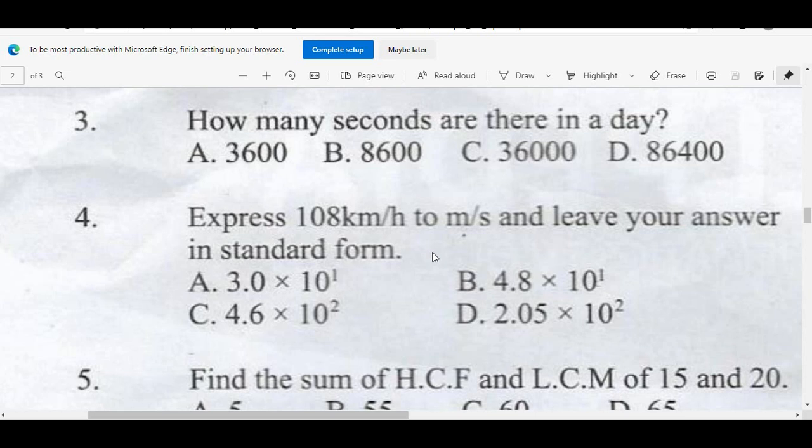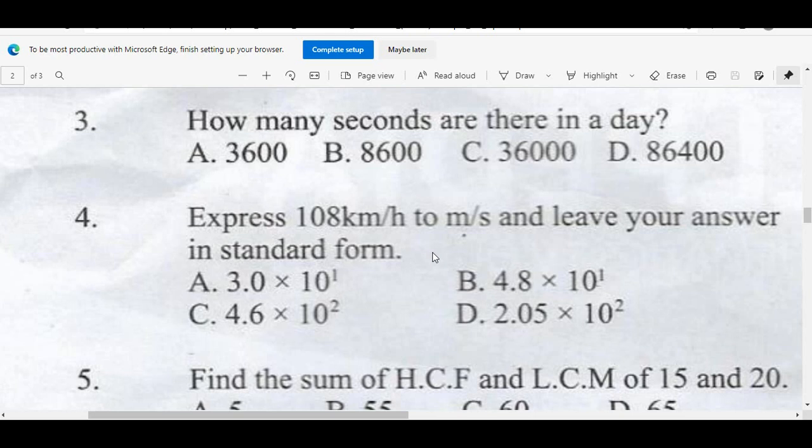Read again, please. Shall I shift kilometers per hour to meters per second? Yes, express 108 kilometers per hour in meters per second. Read it again: express 108 kilometers per hour in meters per second, and leave your answer in standard form.